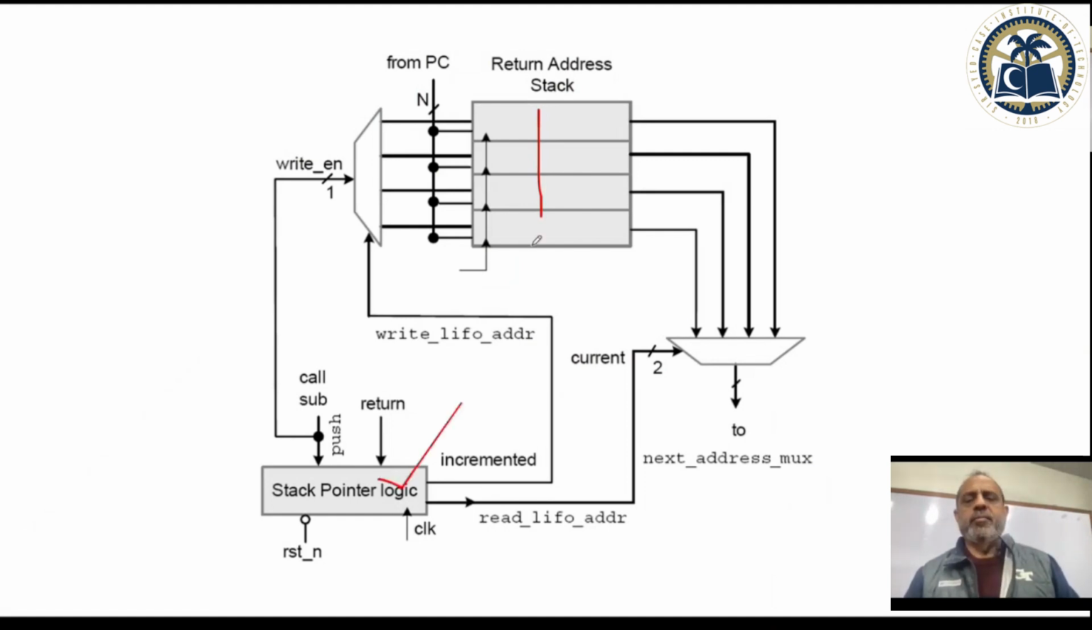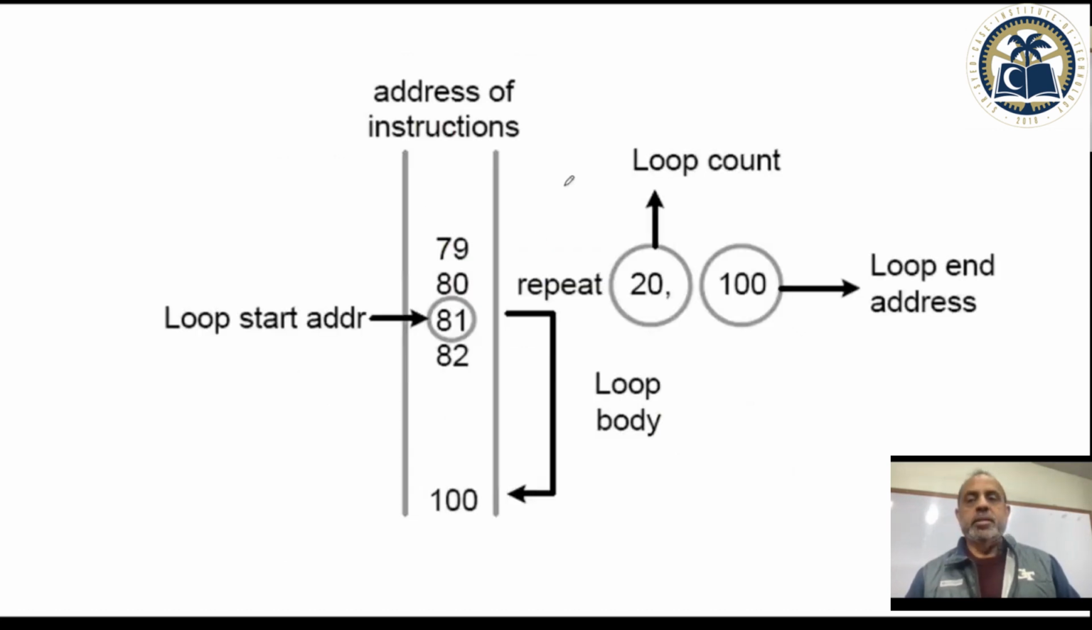Similarly, you may want to have loop support. Sometimes you want to repeat a set of instructions. This is not a subroutine. You say repeat this piece of code 1000 times, 100 times. This is a very typical for loop instruction, where you want your processor to repeat a set of instructions a number of times, and you want to give this support to your instruction set architecture. So typically you are here, you say repeat 20 times till 100.